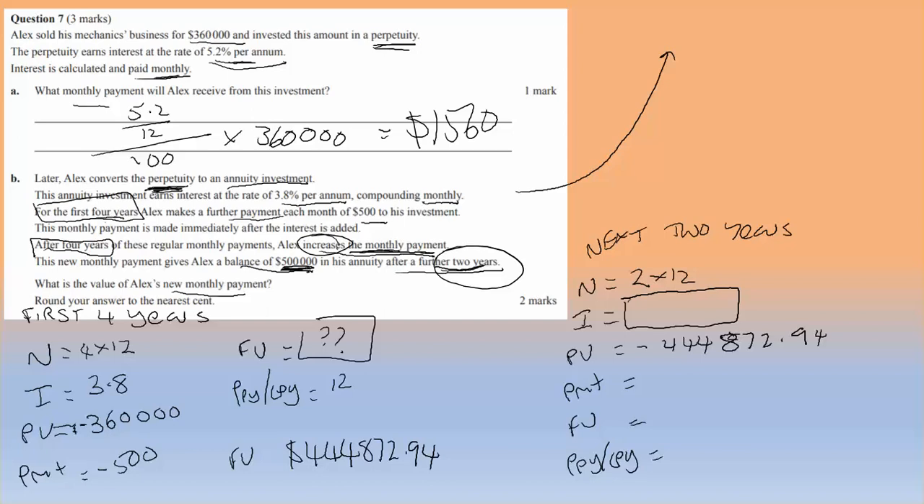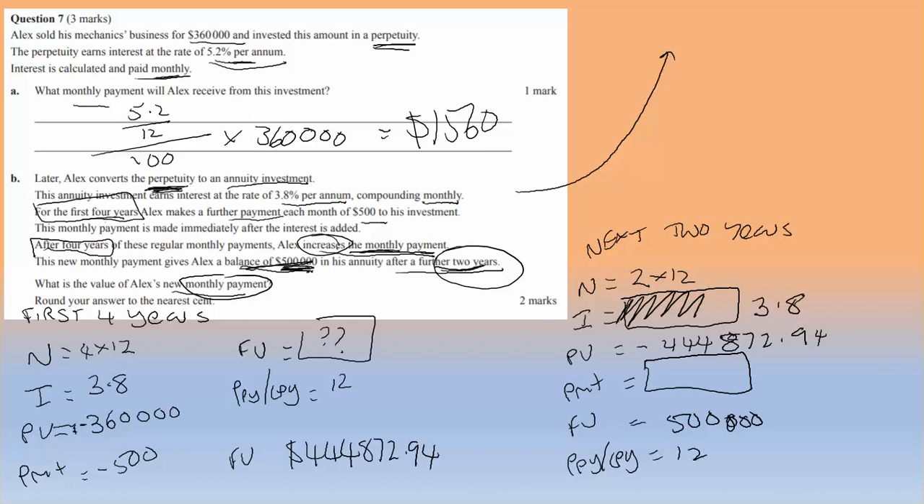Oh, sorry, what was I saying? His interest rate is 3.8. That's not what I want to find out. I want to find his new monthly payment. Interest rate didn't change. His new monthly payment is what I want to find out. Future value, to get his balance to 500,000. This is going to be positive because at the end, if he wants, he can get that out and put it in his pocket. Still 12.